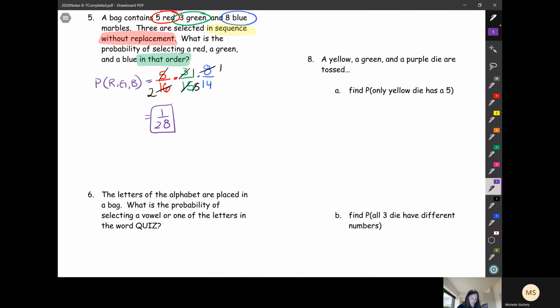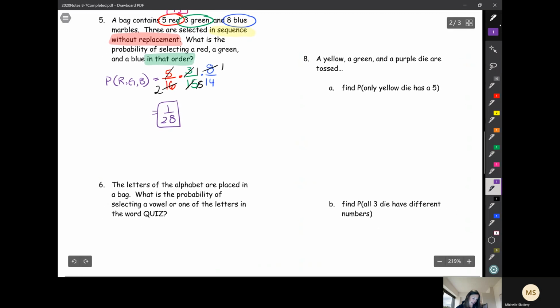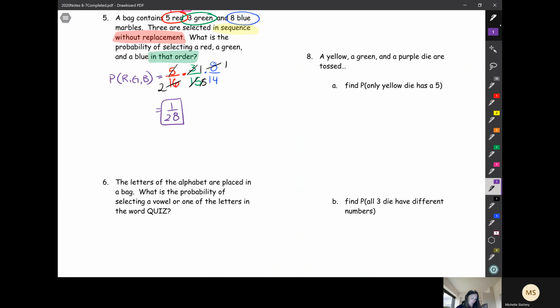All right, number 6. The letters of the alphabet are placed in a bag. All right, so A through Z are placed in a bag. What is the probability of selecting a vowel or one of the letters in the word quiz? All right, let's talk about this, a vowel. Vowels that we have are A, E, I, O, and U. Okay, we're not going to do any of these secondary vowels.